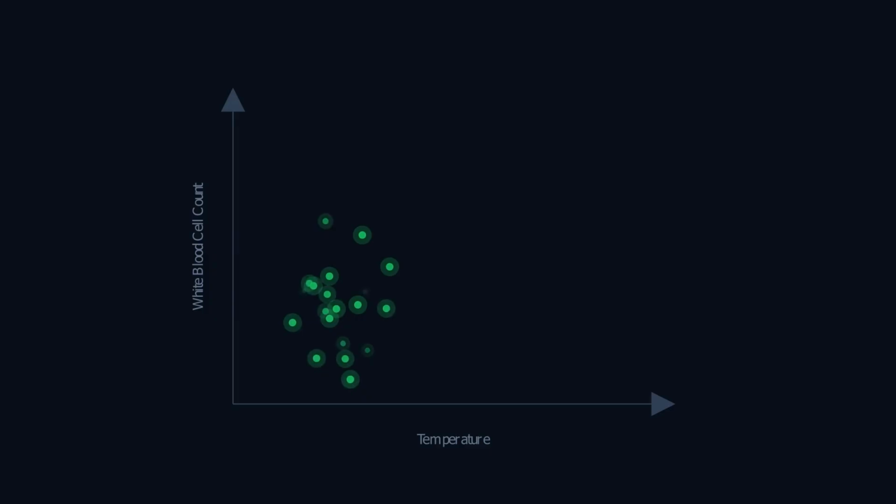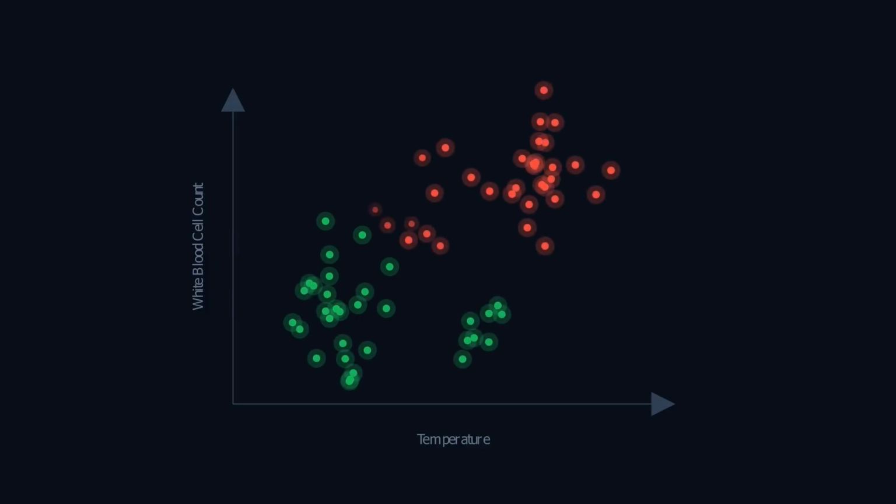Every classification problem begins with a collection of observations. In this case, each point represents a patient. Along one axis is the body temperature and along the other is the white blood cell count. Green points represent healthy patients, red points represent patients who are sick.